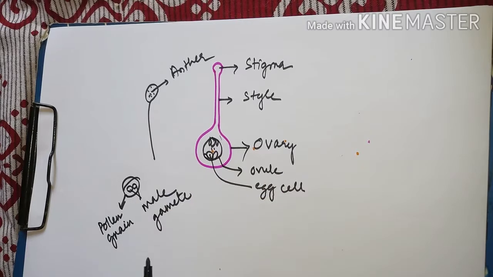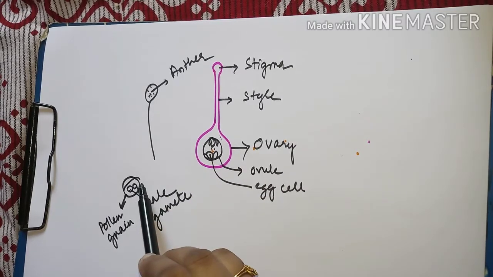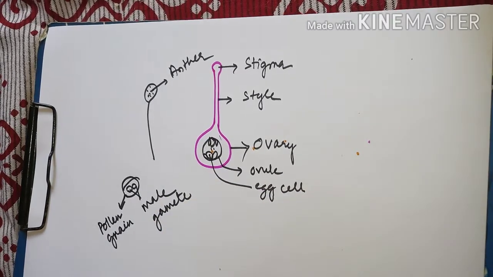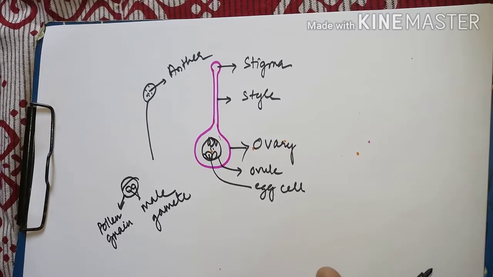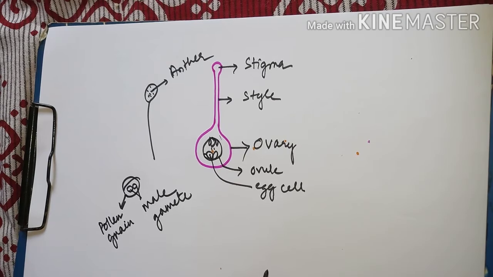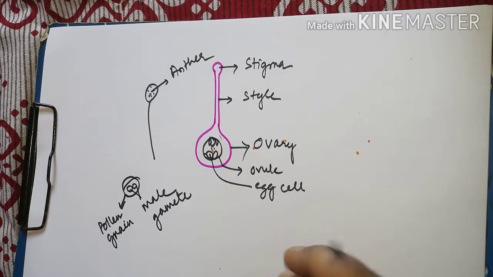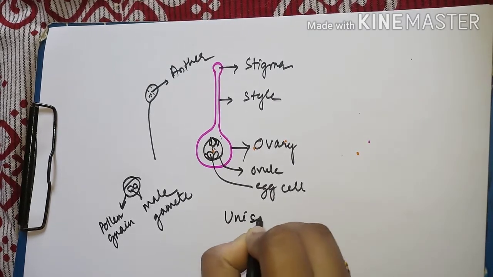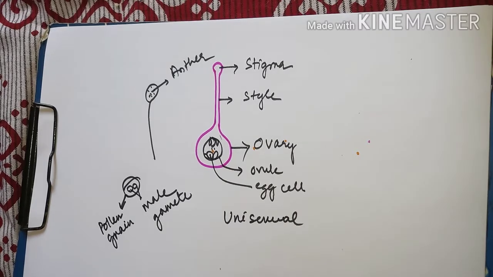Now once the gametes are produced due to cell division, the gametes have to be transferred so that they come close to each other. Now for gametes to be transferred in the case of angiosperms, and generally in those plants which have unisexual flowers, the problem is that the male and female reproductive structures are present in two different flowers.